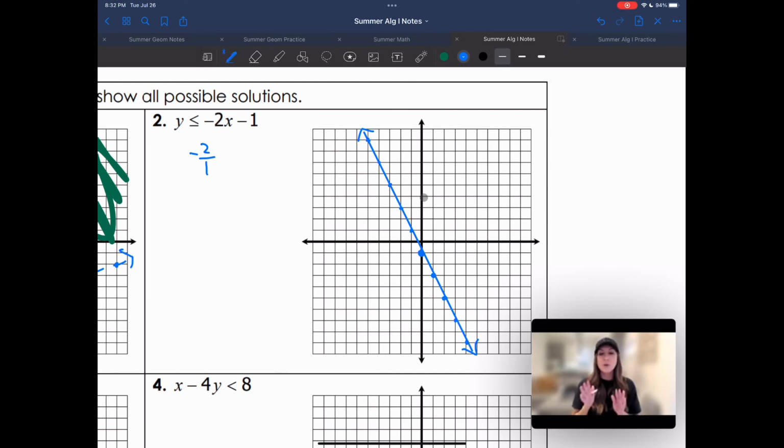Now, I do have kids that get a little bit confused the steeper the line gets. They're like, what's considered under and what's considered over? So I like to think of it, I think I had a student show me this one time. They were like, I think of it as a staircase, right?